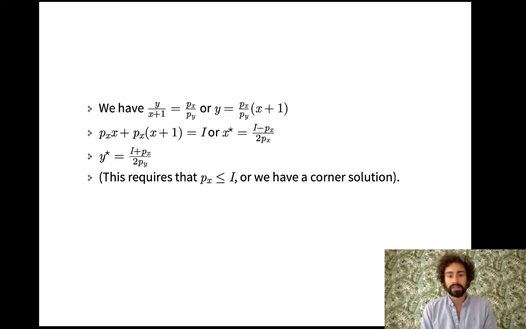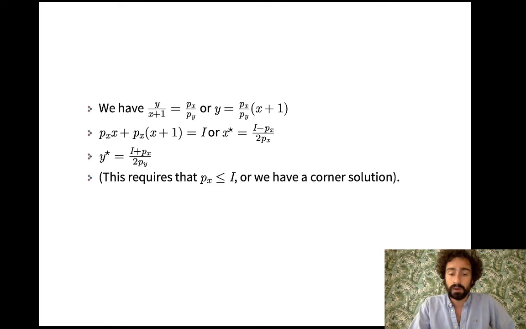So we get that x star is equal to I minus px over 2px, and y is equal to I plus px over 2py. And this requires that px is less than I. Otherwise, x star would be negative, and so we'd run into a boundary condition. So if px is less than I, then these are the solutions. If px is greater than or equal to I, then x star is 0, and y is just spend all your income on y. We have a corner solution.